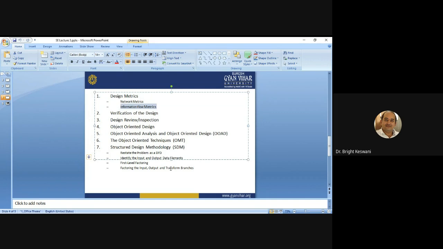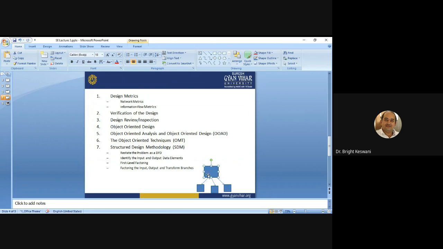If a module has a number of arrows like this, I am drawing one picture. Can you see it? This is arrow 1, this is arrow 2, and this is arrow 3, and so on. And these are the subordinate modules. This is the super module, and these are the subordinate modules, and these are the fan in, these are the fan out. In the case of this module, these are fan out.